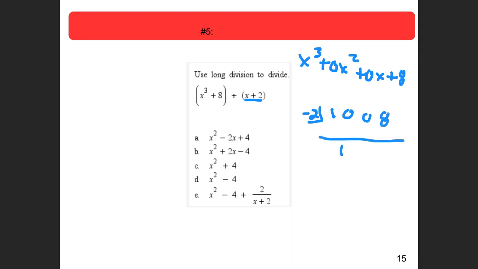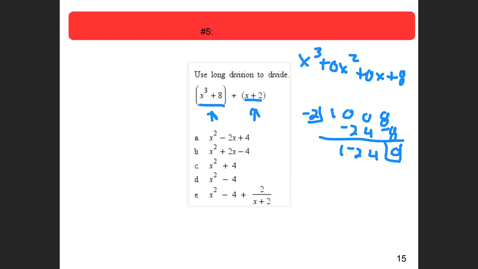Bring down the 1. Negative 2 times 1 is negative 2. Add straight down, that's negative 2. That gives me 4 when I multiply. Add down, that gives me 4. Negative 8. Again, I end up with 0 for my remainder. That means this is a factor of this, because anytime you're left with a 0.